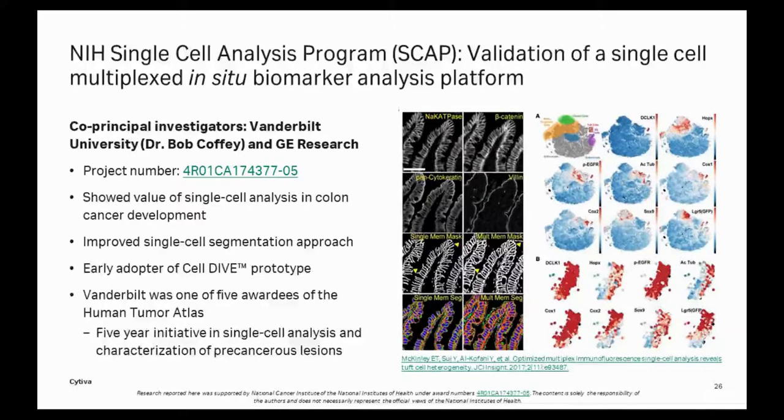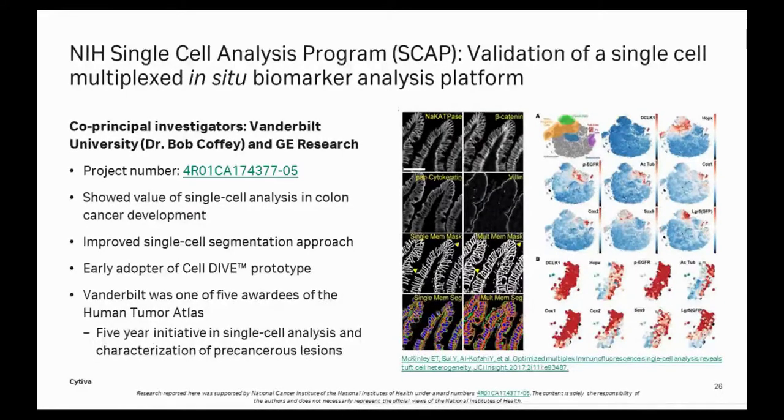So we're always very thankful to the NIH for that. And then our collaborators that we worked with at the time, in particular, we started with Vanderbilt University. We also worked with SUNY Albany. And so Dr. Bob Coffey and his team, we conducted work on single cell analysis in colon cancer development.